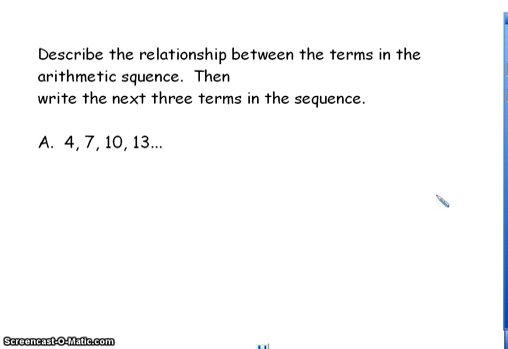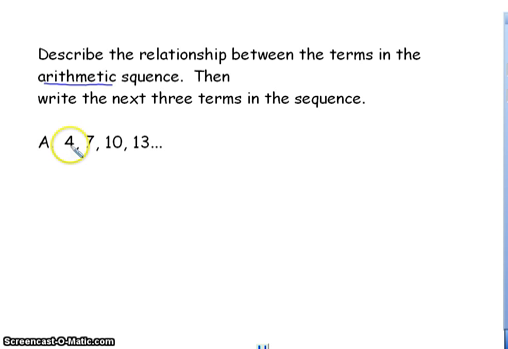So we're going to start off with describing the relationship between the terms in the arithmetic sequence. Then write the next 3 terms in the sequence. Okay? So describing the relationship means I want to know, and I know it's arithmetic, what I'm adding to each term to get the next. Okay? So I'm going to start with that.